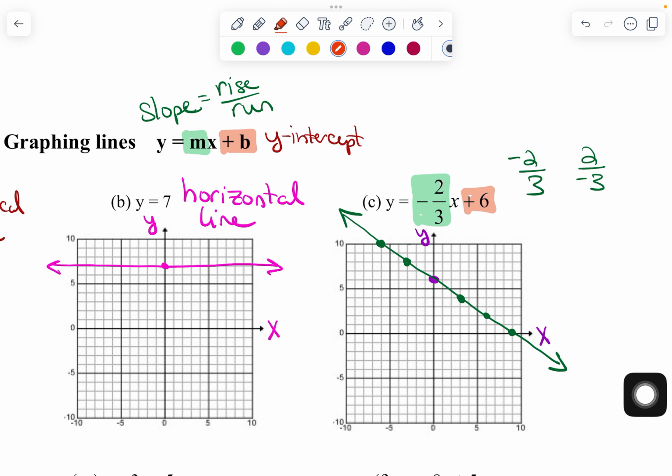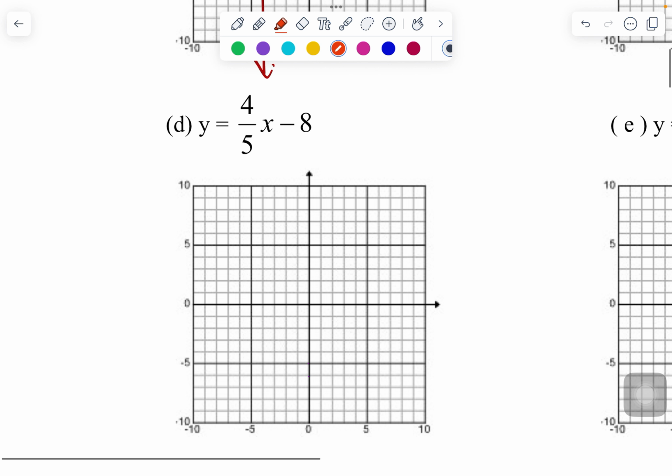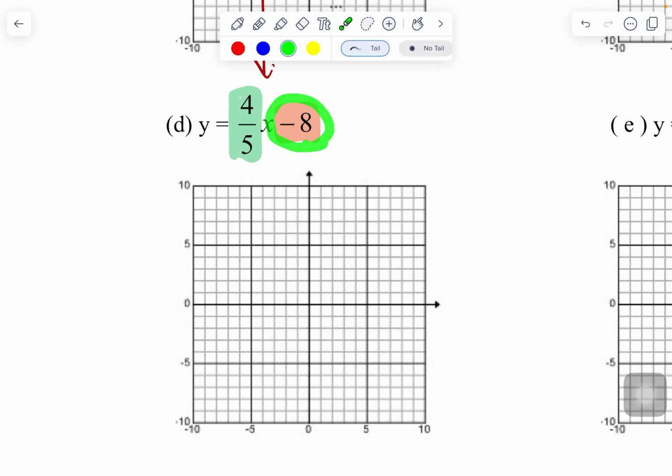All right. Let's go ahead and move on down to part D. So part D, we have our 2-part slope. There's my 4/5. We've got a y-intercept. In this case, yes, that negative right in front of that 8 is super important. So that is, of course, where we're going to start at -8.